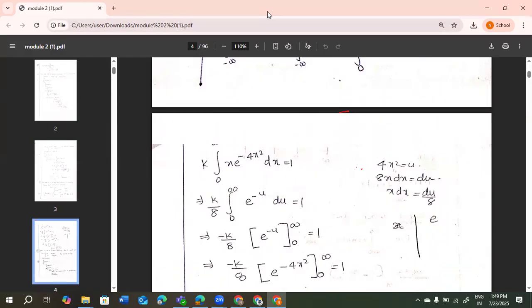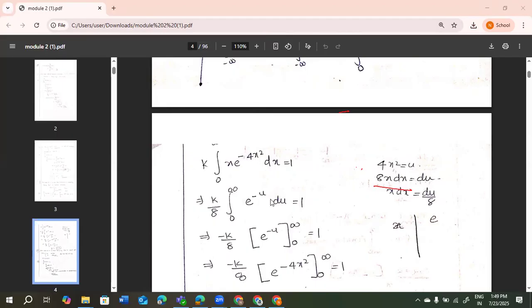You have already studied the substitution method. For that, what you are going to do is substitute this 4x square. You will be substituting 4x square is equal to u. Okay. That is 4x square is equal to u. From there, when you are differentiating on both sides, you get 8x dx equal to du. So you can write that x dx as du by 8. Okay. Now you can substitute it here.